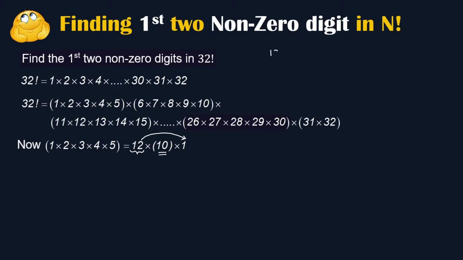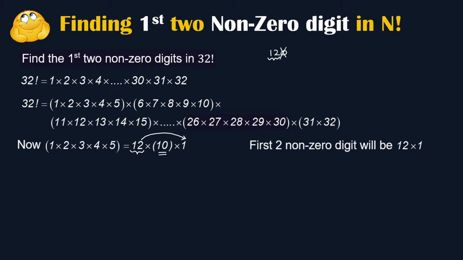Actually, it is coming to 120. So I am simply removing this 0 and keeping it aside. And to get the first two non-zero digits, that will eventually come from 12 into 1, that is clear to us. Therefore, the first two non-zero digits will come from 12 into 1.